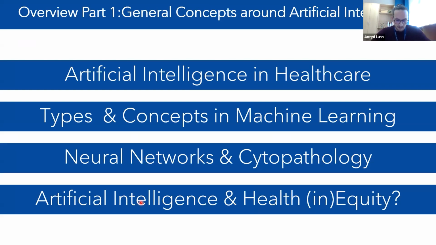So I've divided the talk into two parts. The first is just a general overview of some of the concepts and lingo that one hears about when we talk about artificial intelligence. And then the second, we'll look at examples of where artificial intelligence has been applied.